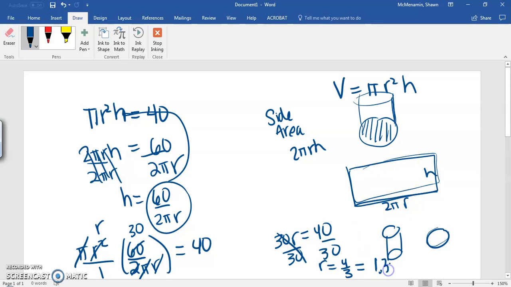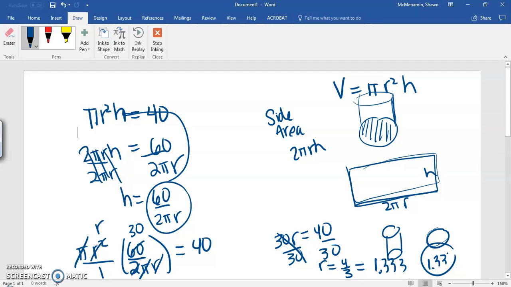1.33 repeating. And my math lab wants you to enter it to 2 decimals. So it's going to be 1.33.